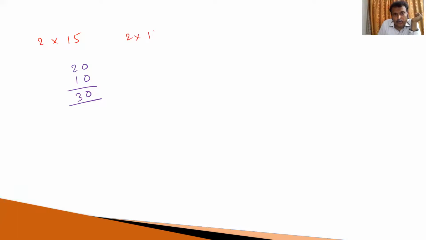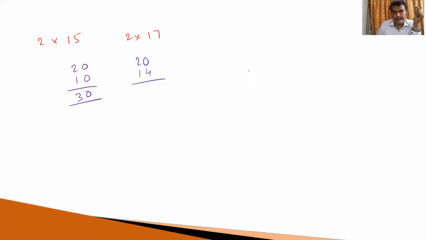Suppose 2 17 times. First you should multiply the tens digit. What is the tens digit? Only 1 10 is there. So 2 10 times is equal to how much? That is equal to 20. And 2 7 times is equal to how much? That is equal to 14. So 20 plus 14 is equal to how much?